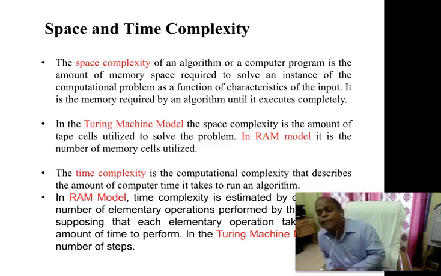Whatever may be, both the models are more or less equivalent. The analysis, either you follow the RAM model or the Turing machine model, is more or less the same. Now, in the next class, we will discuss asymptotic notation.